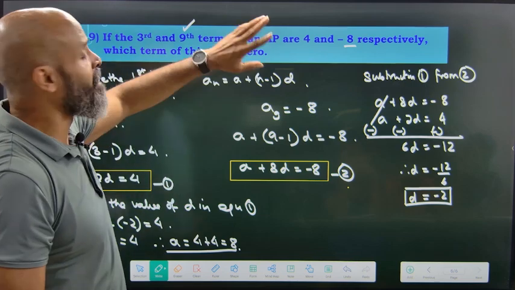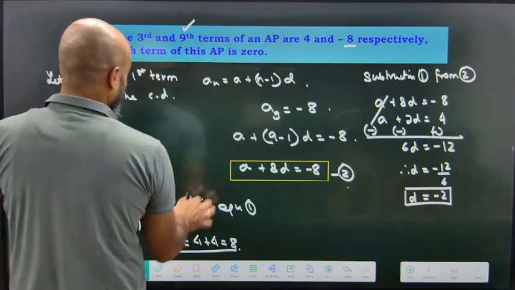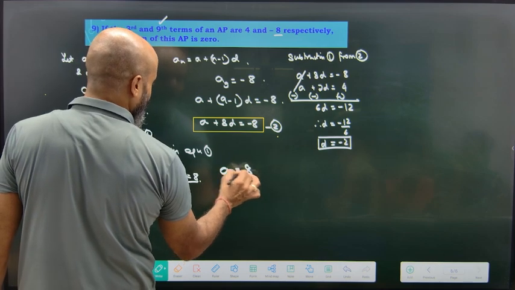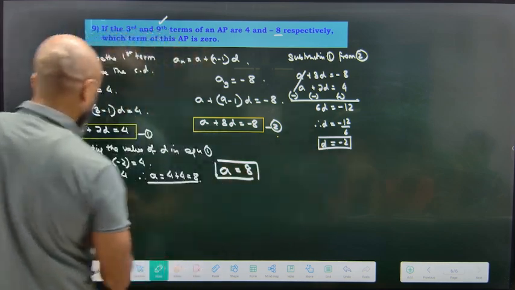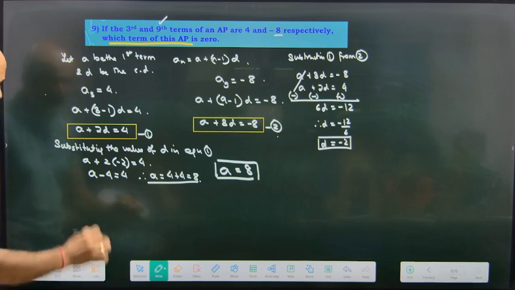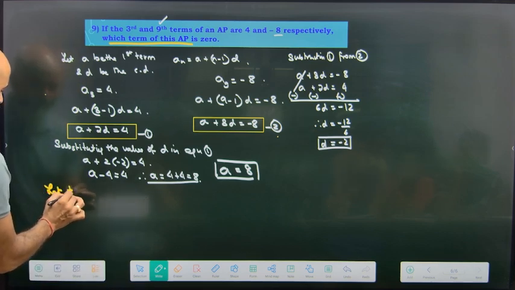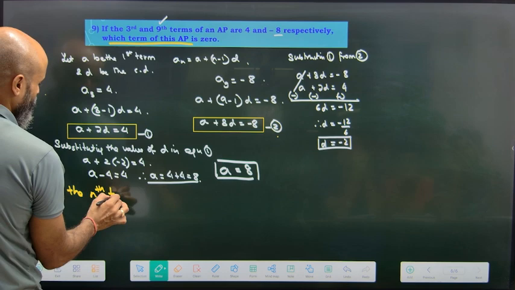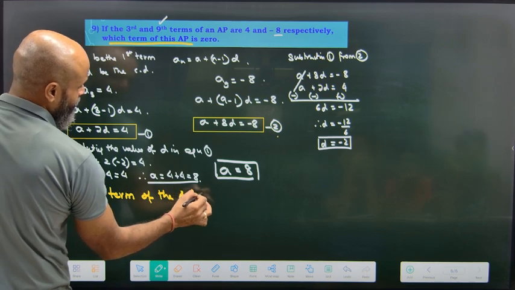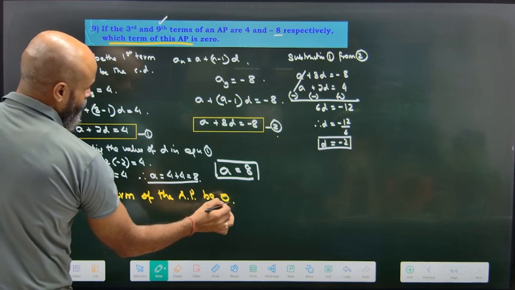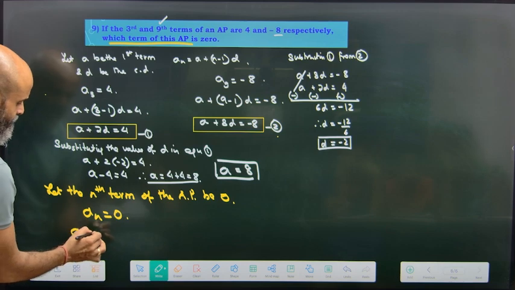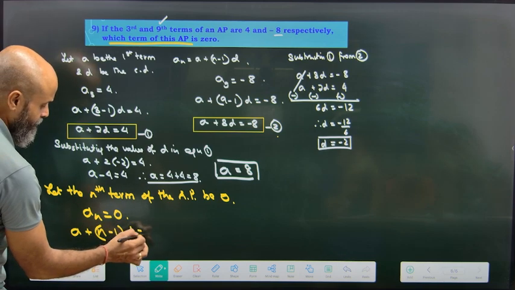Now which term of the AP is 0? Since we have the values, A is equal to 8 and D is equal to minus 2. The second part of the question: which term of the AP is 0? So let the nth term of the AP be 0. So AN is equal to 0. AN means A plus N minus 1 into D is equal to 0.